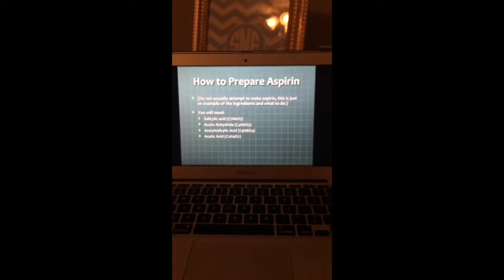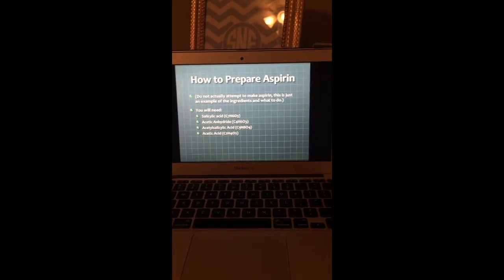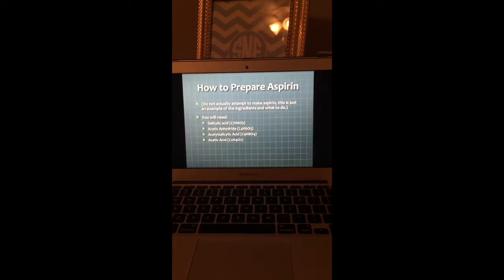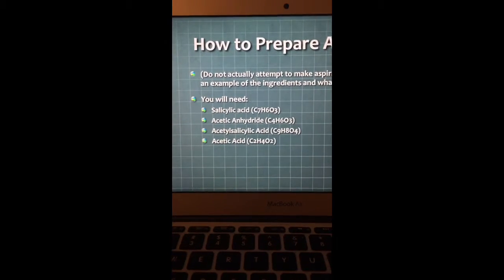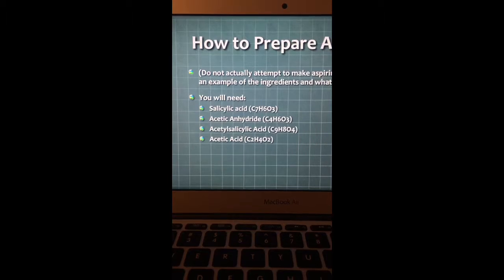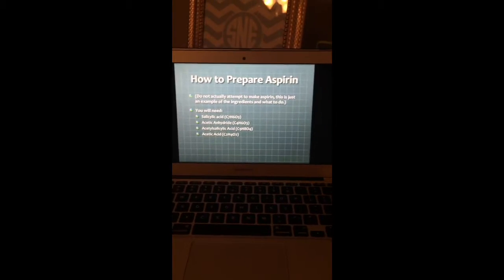How to prepare aspirin. Do not actually attempt to make aspirin. This is just an example of the ingredients and what to do. It says you will need, and there's the formula and names for what you will need, or you can say those are the ingredients in aspirin.